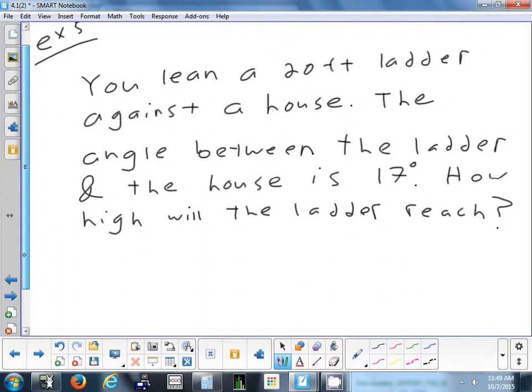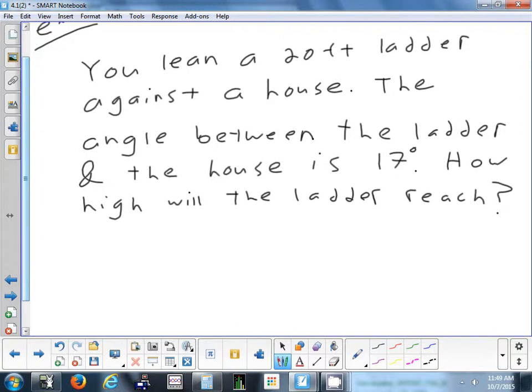This one, you know what? Let's draw the diagram, but I'm going to let you solve it for homework. I'll help you draw the diagram. It says you're going to take a 20-foot ladder and lean it against the house. The angle between the ladder and the house is 17 degrees. How high will the ladder reach? Here's our ground. Are we going to have a lot of these word problems on the test? Yeah, there will be one word problem.